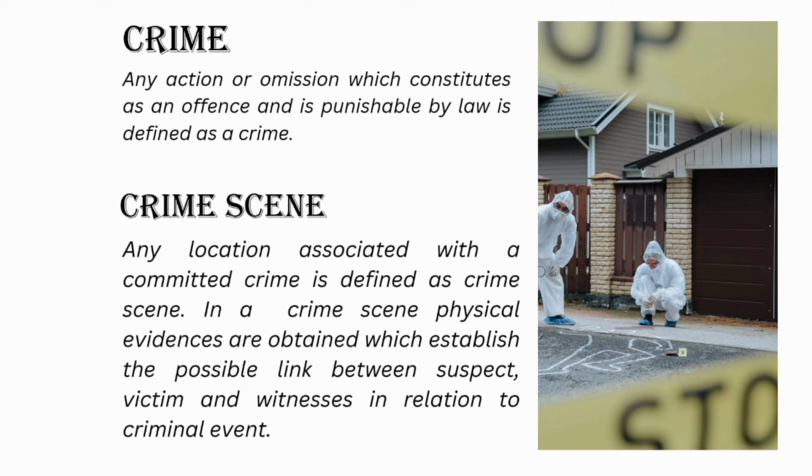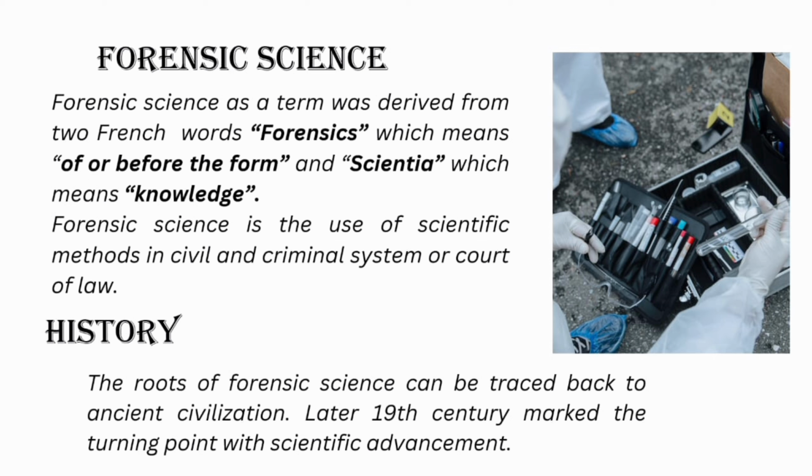In a crime scene, physical evidence is obtained which establishes the possible link between suspect, victim, and witnesses in relation to the criminal event. Forensic science as a terminology was derived from two Latin words, forensis, which means of or before the forum, and scientia, which means knowledge. Forensic science is the use of scientific method in the civil and criminal system or the court of law.